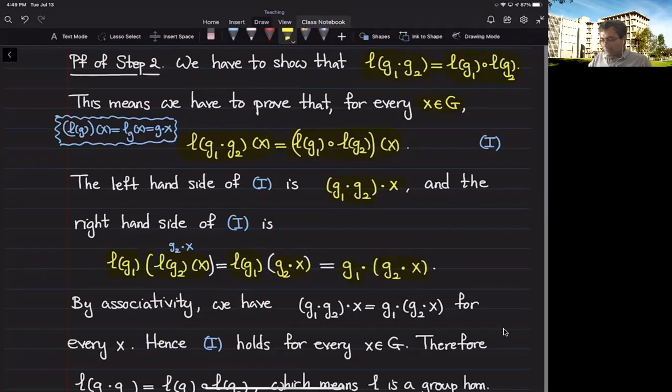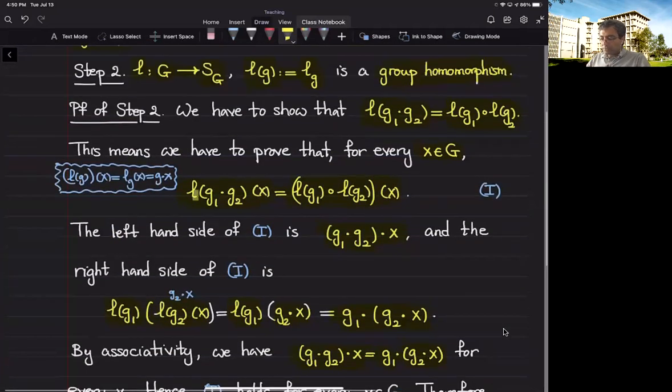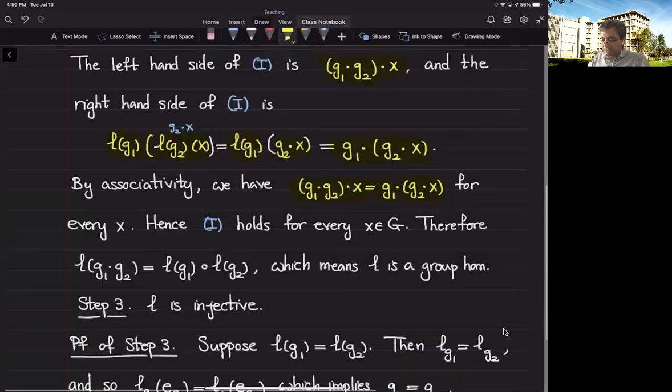Now, the question is whether or not this is equal to this one, which is the case because of associativity. By associativity, I do have that this product is equal to G1 dot G2 dot x, and that means that L of G1 dot G2 is equal to L of G1 composed with L of G2. Therefore, this equality holds for every x, and that means that L of G1 dot G2 is equal to L of G1 composed with L of G2.